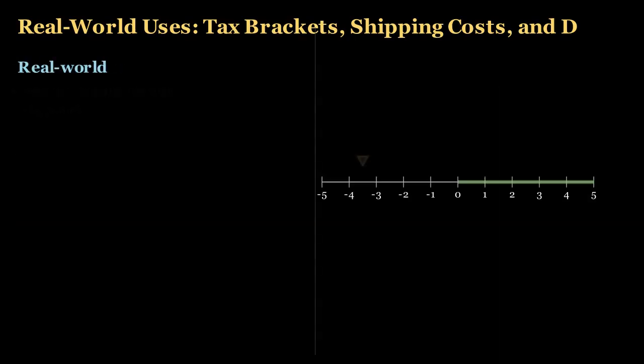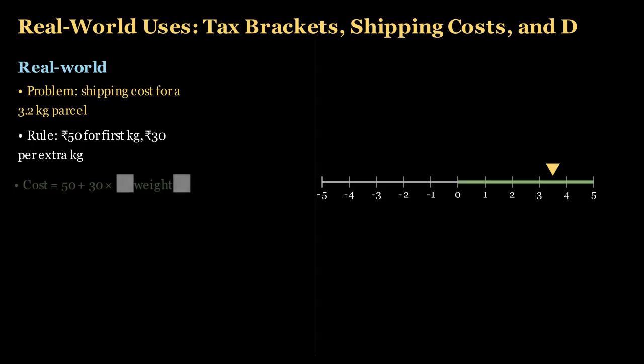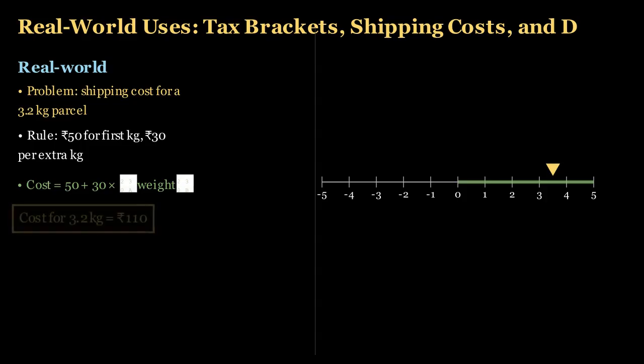For 3.2 kilograms, the floor is 3. But the first kilogram is already covered by the 50 rupees, so the extra kilograms are 3 minus 1, which is 2. The cost is 50 plus 30 times 2, which is 50 plus 60, giving 110 rupees. Notice how the floor function naturally handles that part thereof rule, it simply discards the fraction, giving us the whole number of extra kilograms.